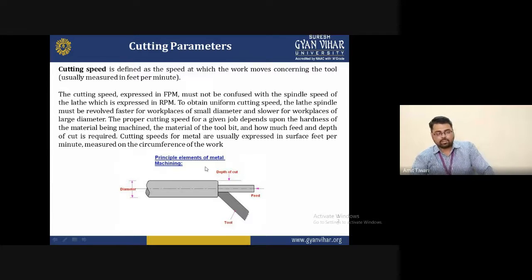So these are some examples I am showing you of the principle of metal machining. With the help of this diagram, you can understand why cutting speed is important. With increasing cutting speed, there is a chance that the metal will be removed in large quantity at fast speed, and a good machined surface will occur on the surface of the workpiece.